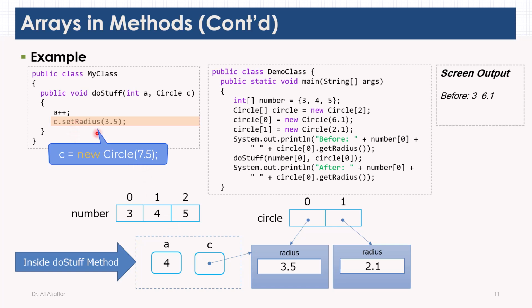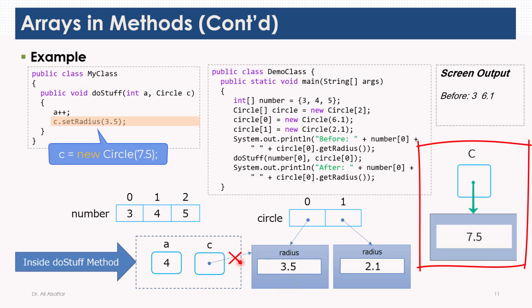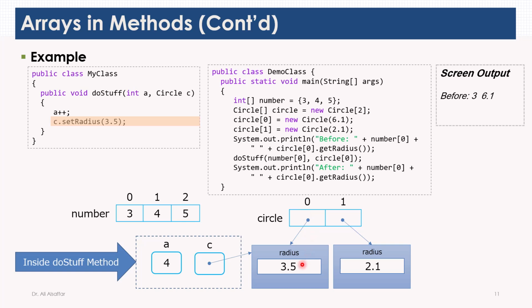Graphically, we can visualize it as follows. Since we have changed the value of C to a different object, the arrow that was pointing to the object of radius 3.5 will change and point to the new object. So we have changed the value of C as a formal parameter, but the actual parameter that was passed to C, which was saved into circle 0, has never changed. Circle 0, as an index variable, is still pointing to the original object. When we assign its address to a parameter of a method, the parameter can be used to access the object but cannot change the address that was saved into the array.